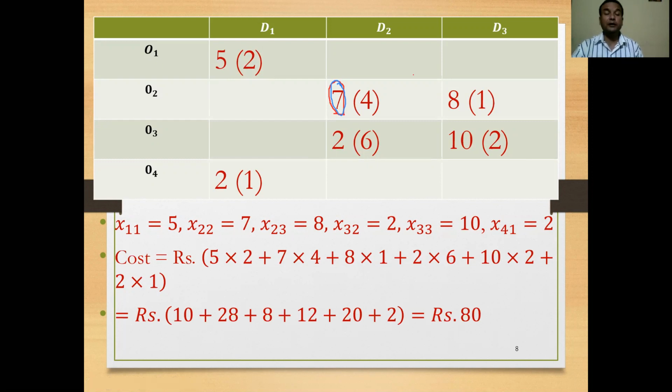So we have arrived at the initial basic feasible solution. Now we have to verify whether it is optimal or not. If it is optimal, it's okay. If it is not optimal, then we try to find out an optimal solution. So before that, let me erase this part. Then let us proceed to the next slide.